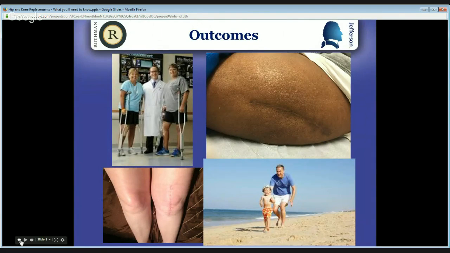So while hip and knee replacement may not be for everyone, at some point in time, if you do have to undergo it, your outcomes are normally very good. Much better with a hip replacement than knee replacement. But overall, you work together with your surgeon, you get normally very good outcomes. That's it.